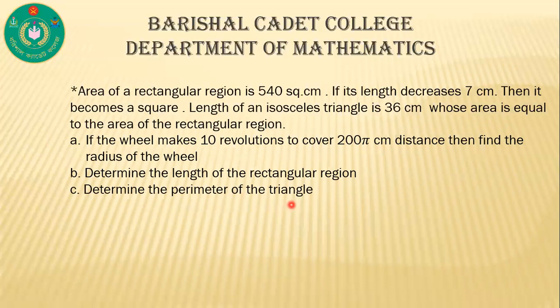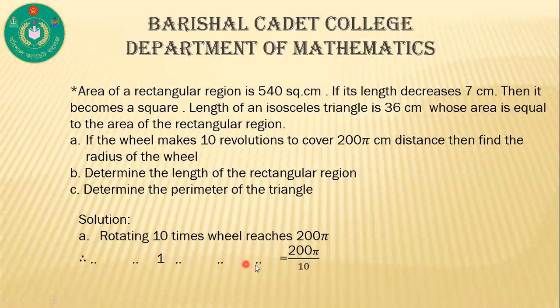Now the solutions. First question: given that if the wheel makes 10 revolutions to cover a distance of 200 pi centimeters, find the radius of the wheel. Rotating 10 times, the wheel covers 200 pi, so rotating 1 time is equal to 20 pi centimeters. We know the circumference of a wheel is 2 pi r.